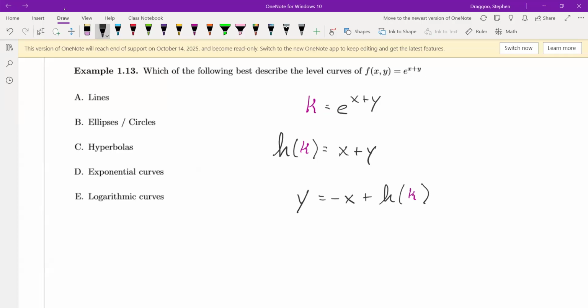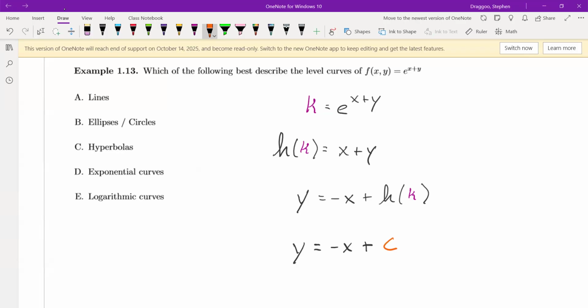But remember that k is just a constant. So don't get tripped up by the natural log that's on there. The natural log of k is just a number. And maybe to emphasize that point, I could just replace k or natural log k with a plus c. Right? Because either way, those two things are just numbers.